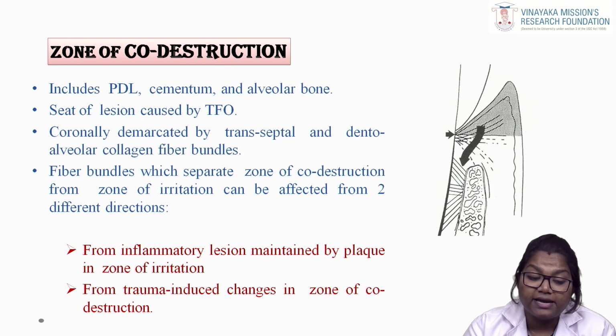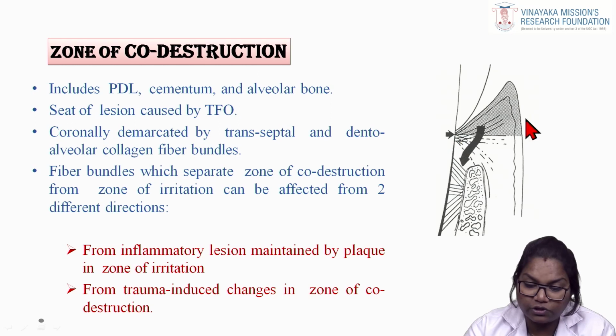First one is your inflammatory lesion, that is maintained by plaque in the zone of irritation. So we have the zone of irritation, in which there is accumulation of plaque, and because of this there can be induction of periodontitis in the zone of co-destruction. Next is your trauma induced changes in the zone of co-destruction.